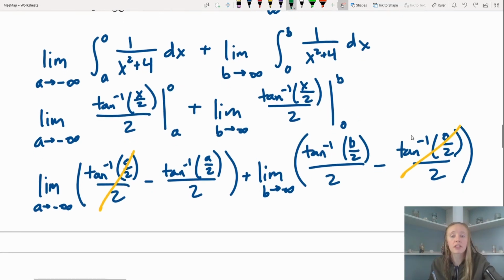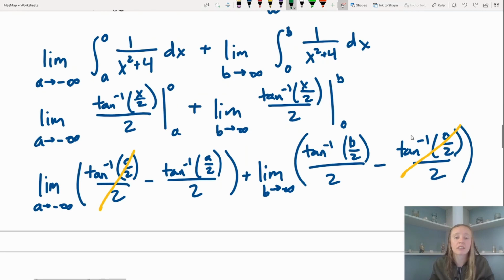So we're left with the limit as a approaches negative infinity of negative inverse tangent of a over 2, plus the limit as b approaches infinity of the inverse tangent of b over 2, over 2. So what I want to do is, if you don't remember what the graph of inverse tangent looks like, it's kind of hard to visualize. So let me go ahead and pull that up for you now.